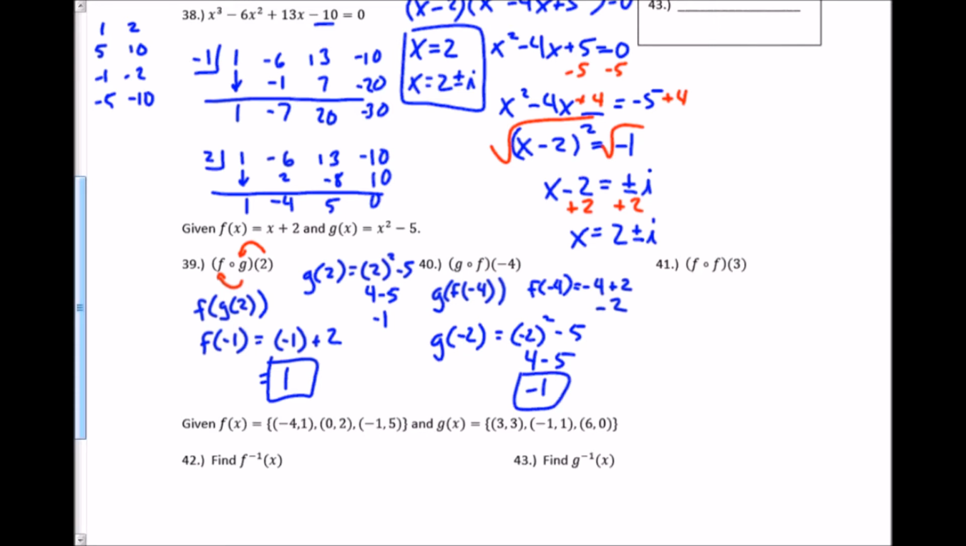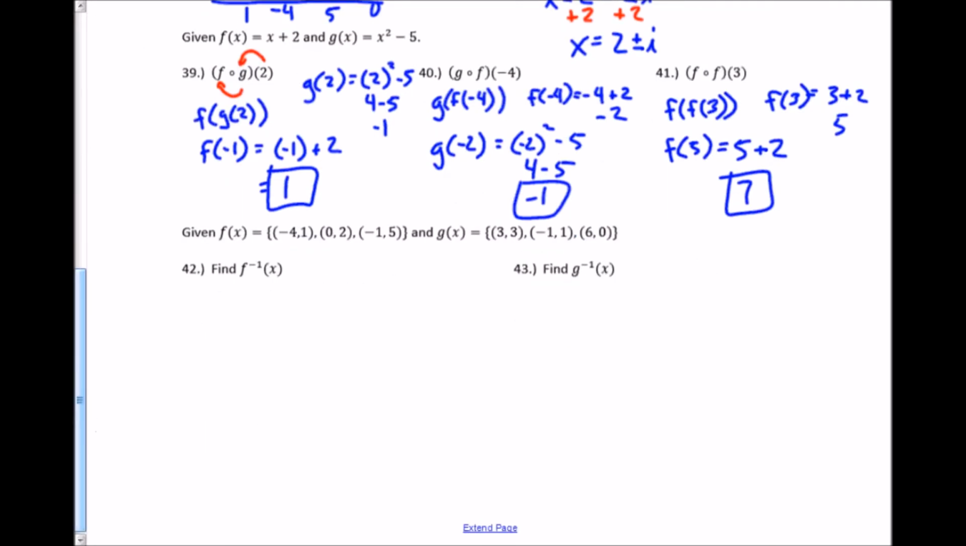And the next one is telling me to do f of 3. So I'm plugging the 3 into the f function, and then I'm plugging whatever that is into the f function again. So I'm doing f of 3, which is telling me to do 3 plus 2, which is 5. So now what I have is f of 5. So I'm going to plug that 5 into the f function, which gives me a 7. And that's it. It's just substitution multiple times.